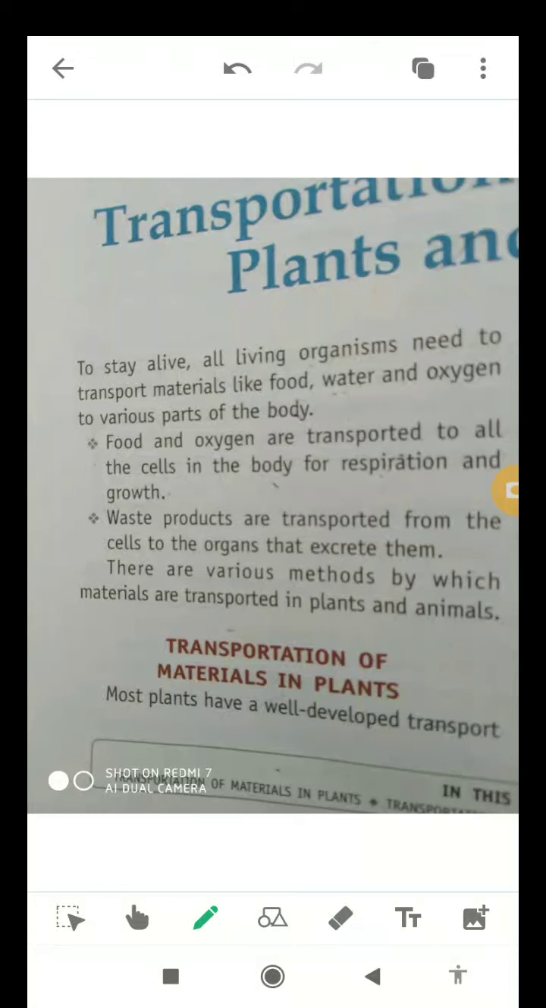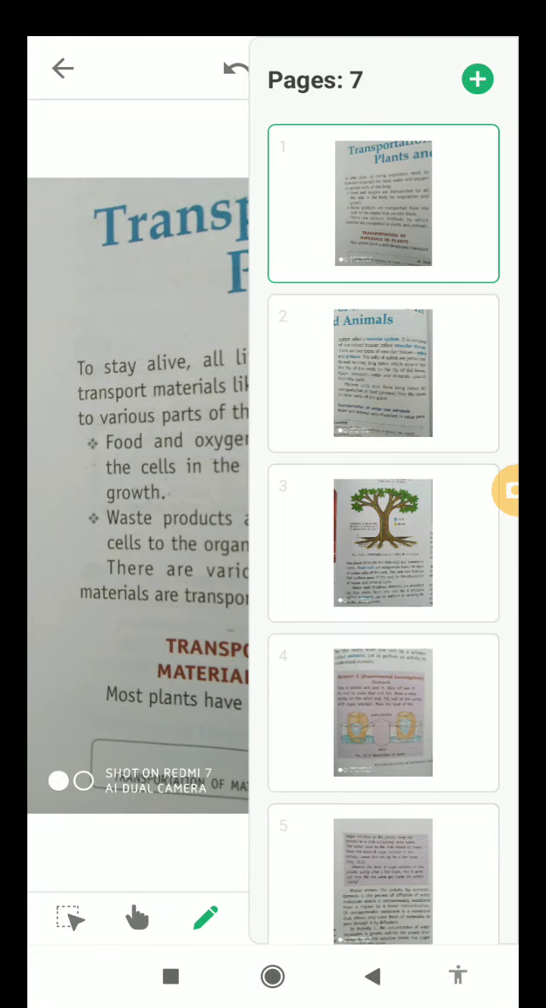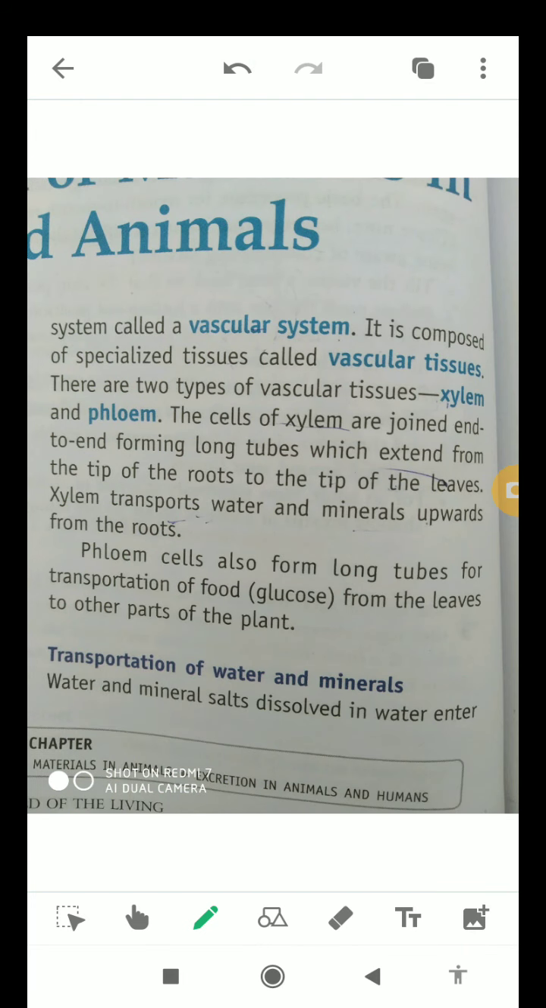Now we'll talk about transportation of materials in plants. As you know, students, most plants have a well-developed transport system, which is known as the vascular system. This system is composed of two vascular tissues, and the names of the two vascular tissues are xylem and phloem.